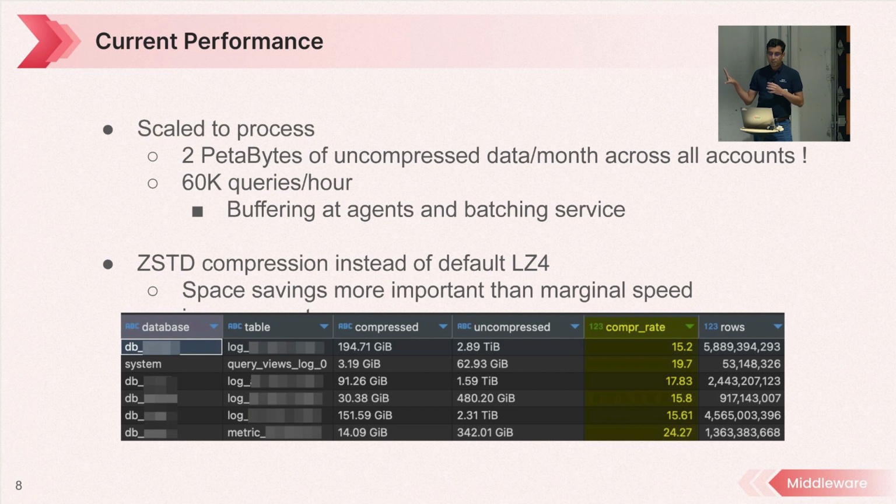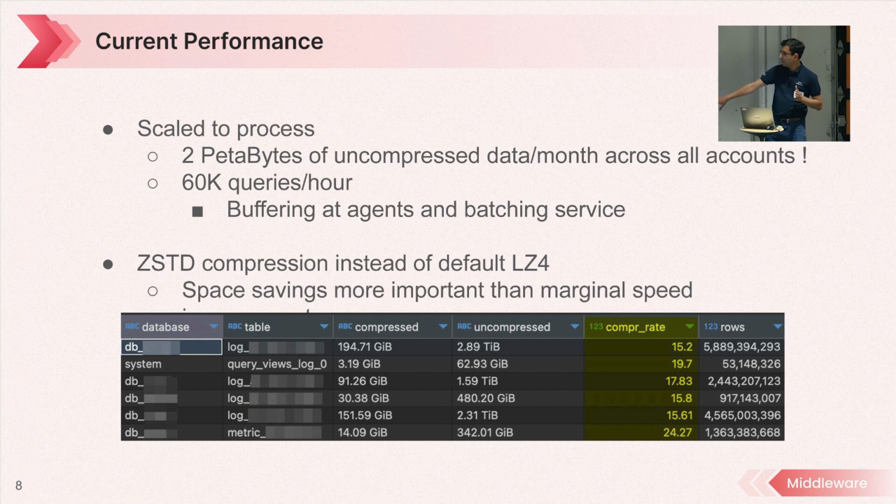Another thing we changed is to use ZSTD compression instead of LZ4, which is the default. LZ4 is faster. ZSTD is a bit slower than LZ4, but it has better compression. At the scale at which we receive data, which is in hundreds of terabytes, every bit of savings on the storage matters. So we opted for more savings on the storage side by compromising some speed.